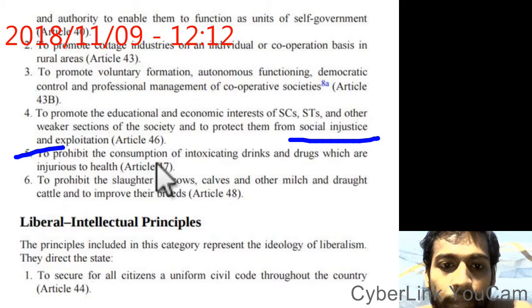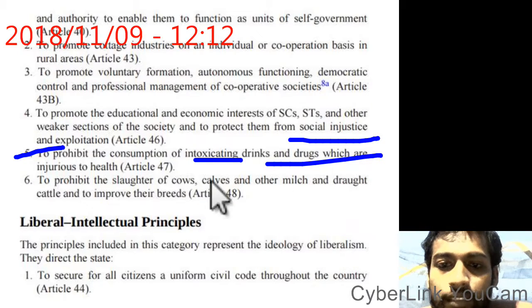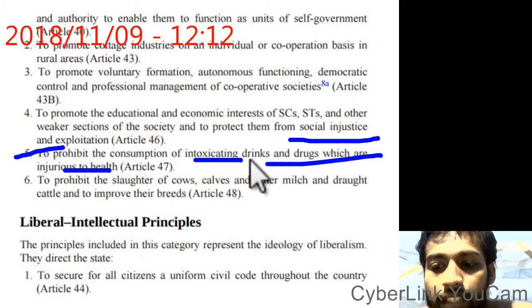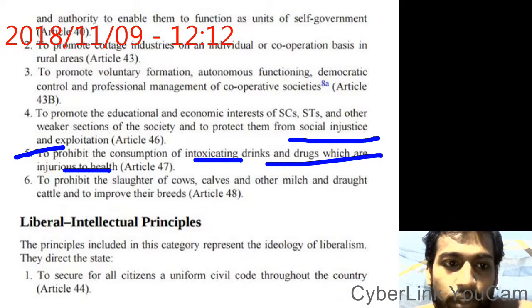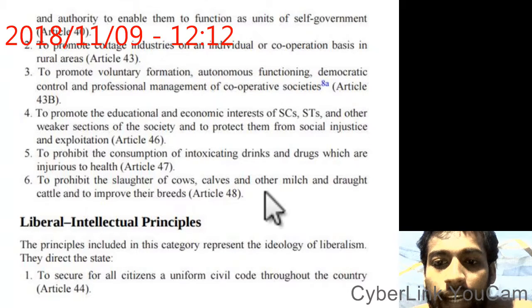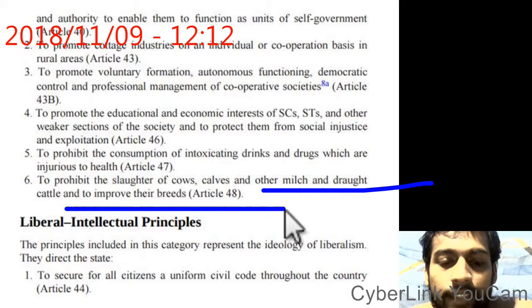And Article 47 is to prohibit the consumption of intoxicating drinks and drugs which are injurious to health, and to prohibit the slaughter of cows and calves and other milch and draught cattle, and to improve their breeds.